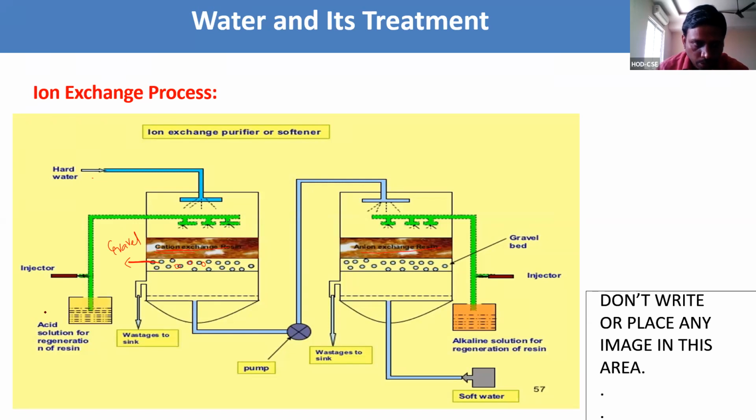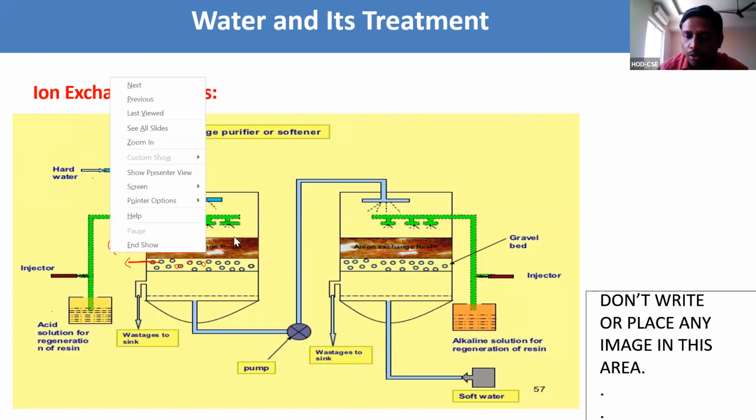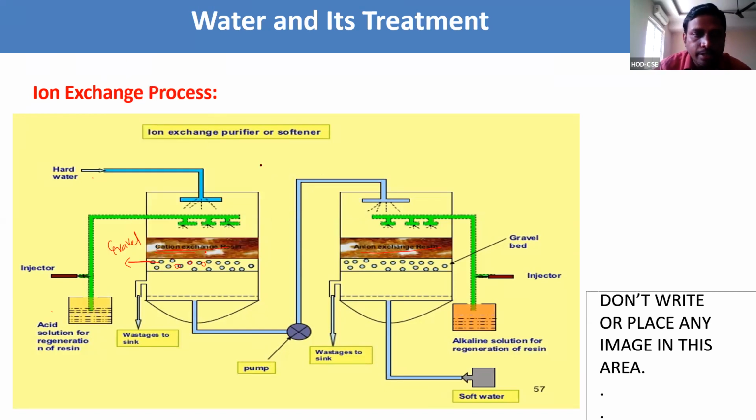Here we are going to regenerate the resin. Initially we pass the water through the cation exchange resin, and again we are going to regenerate it. Regeneration of the resin is there.